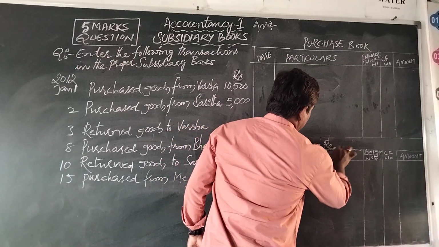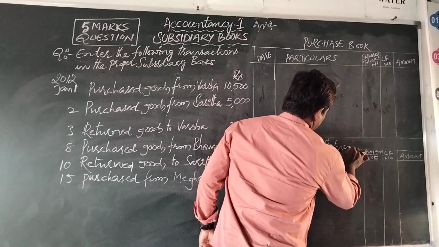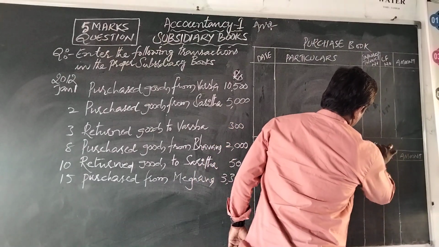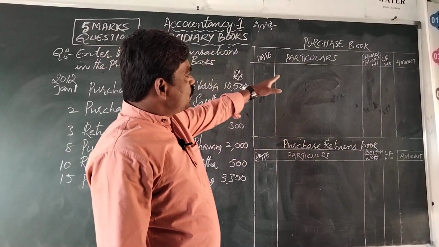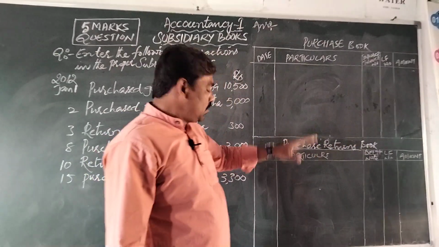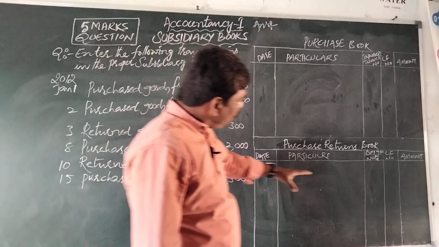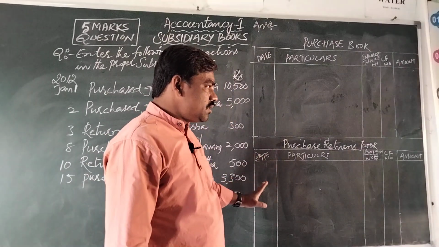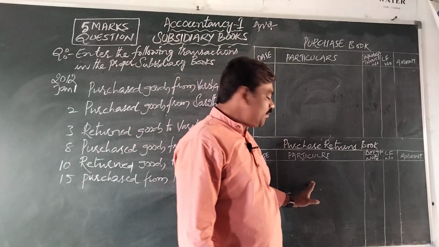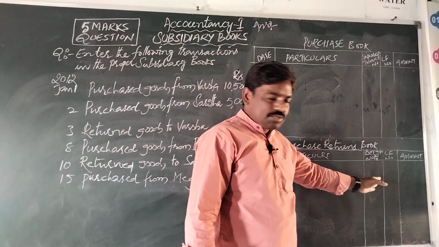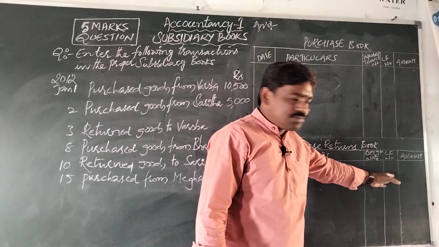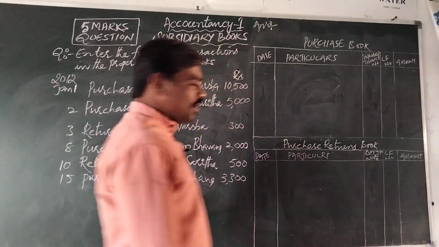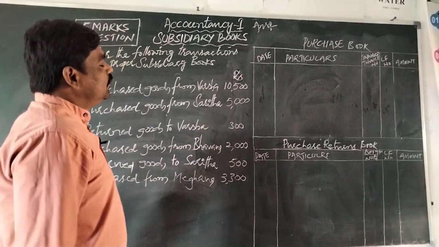Purchase returns book. The first one is the purchase book, the second one is the purchase returns book, and in this book there will be 5 columns. What are the columns? The first column is meant for date, the second column is meant for particulars, the third column is meant for debit note, the fourth column is meant for ledger folio number, and the fifth column is meant for amount. Okay students, right.